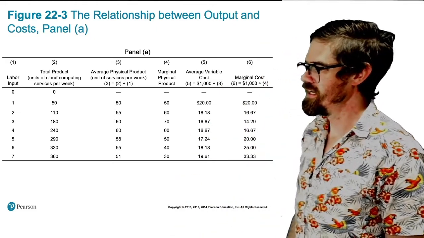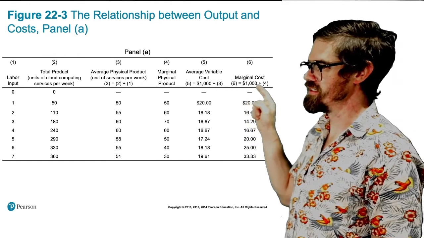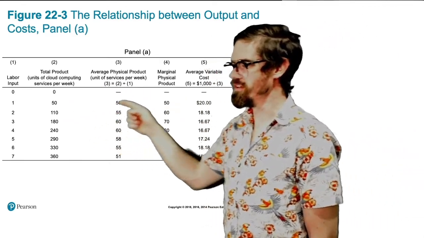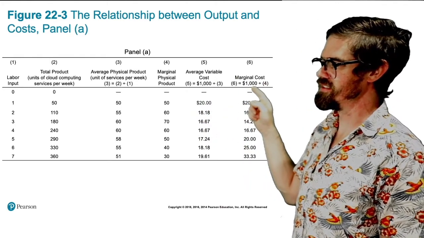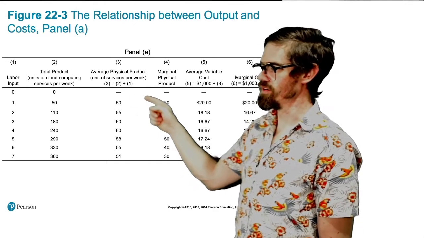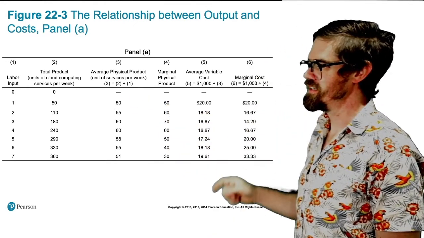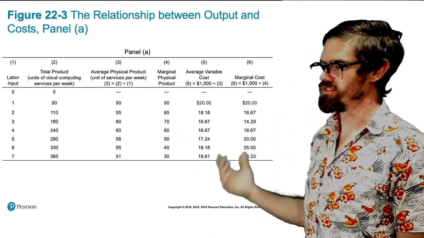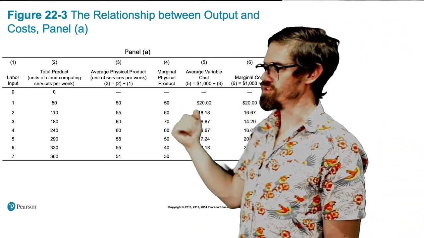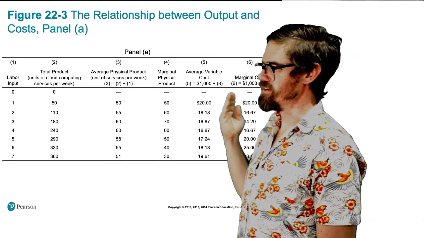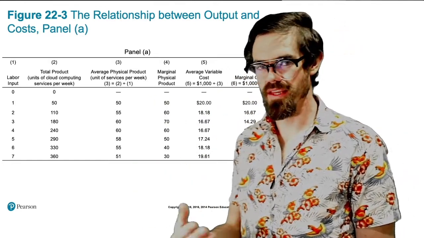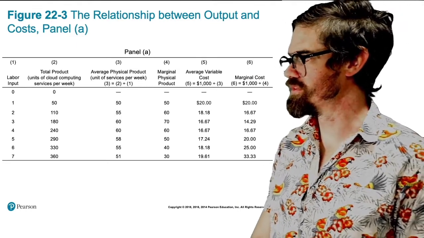And then marginal cost is almost the same thing. By hiring an additional worker, the additional cost is $1,000, but rather than dividing it by average product, we want to divide it by marginal product, and that gives us marginal cost. So that's how marginal cost and marginal product are related, and how average variable cost and average product are related. And that's where the inverse relationship comes from.